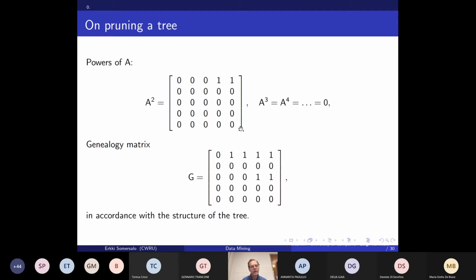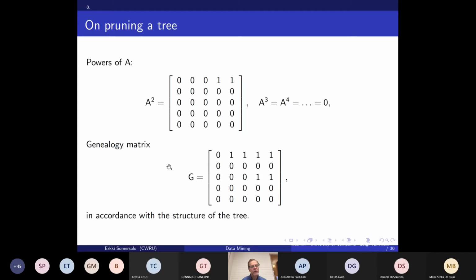So you see that there are zeros here. There's no way you can reach anything by 2 steps from those nodes, and there is no way to get anywhere by 3 steps, so the tree is not deep enough to allow 3 steps. Therefore I know that in this case A cubed, A to the power 3, must be 0, and so are all the other powers. So my tree is that simple. I only have A and A squared, which are non-zero, and all the rest are zeros.